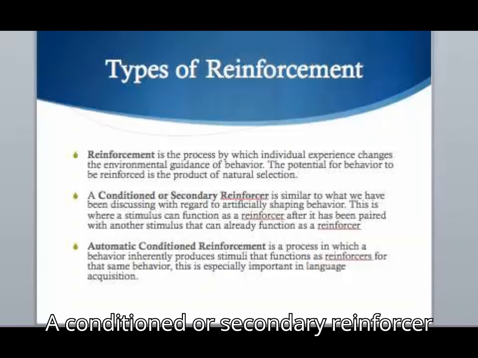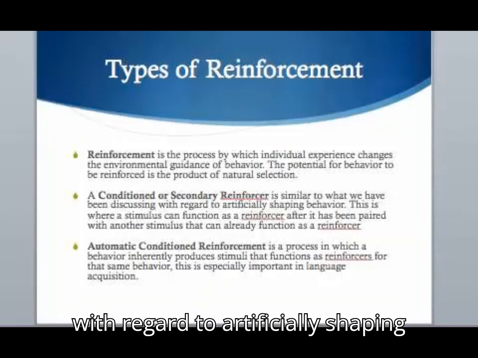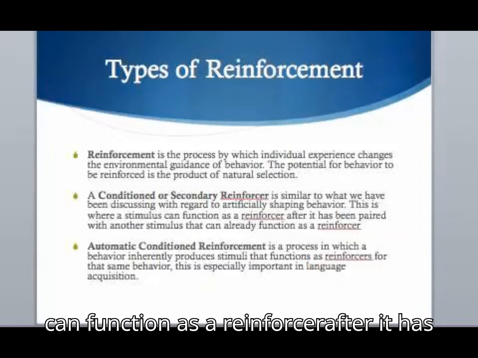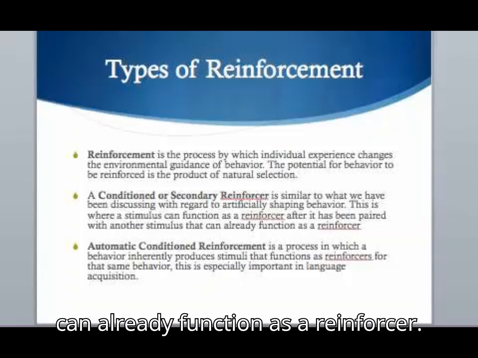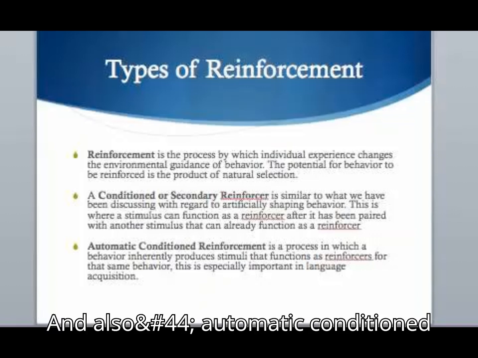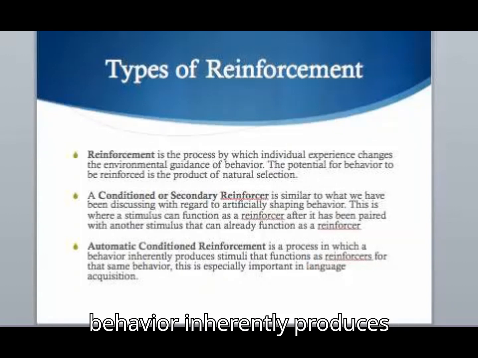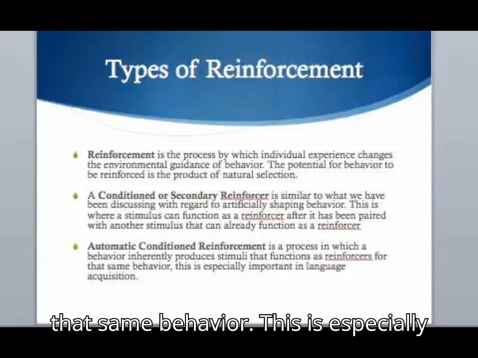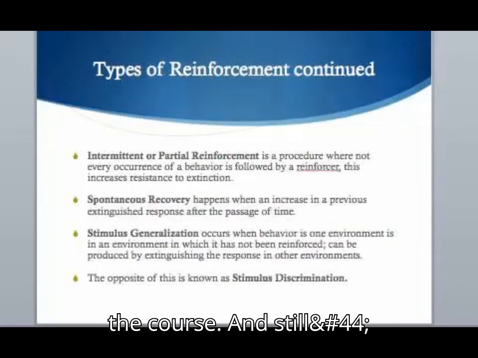A conditioned or secondary reinforcer is similar to what we've been discussing with regard to artificially shaping behavior. This is where a stimulus can function as a reinforcer after it has been paired with another stimulus that can already function as a reinforcer. And also, automatic conditioned reinforcement is a process in which a behavior inherently produces stimuli that function as reinforcers for that same behavior. This is especially important in language acquisition, which we'll discuss a little bit later in the course.